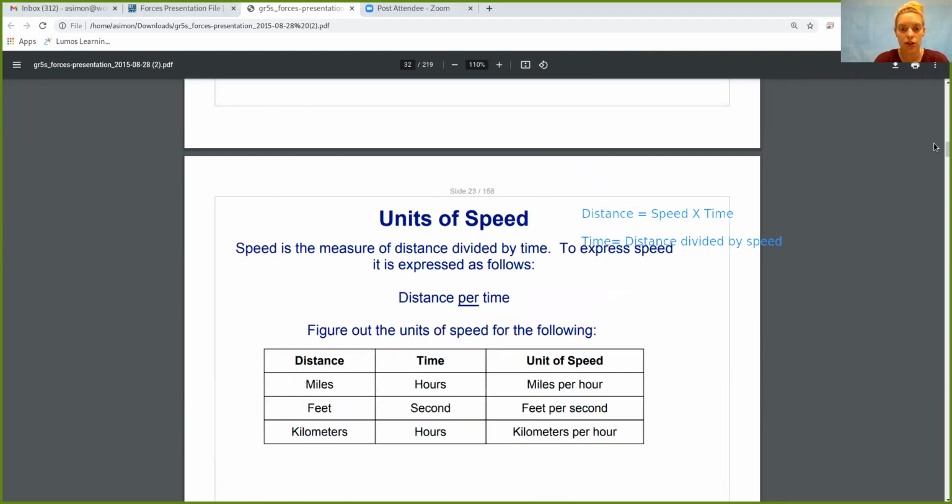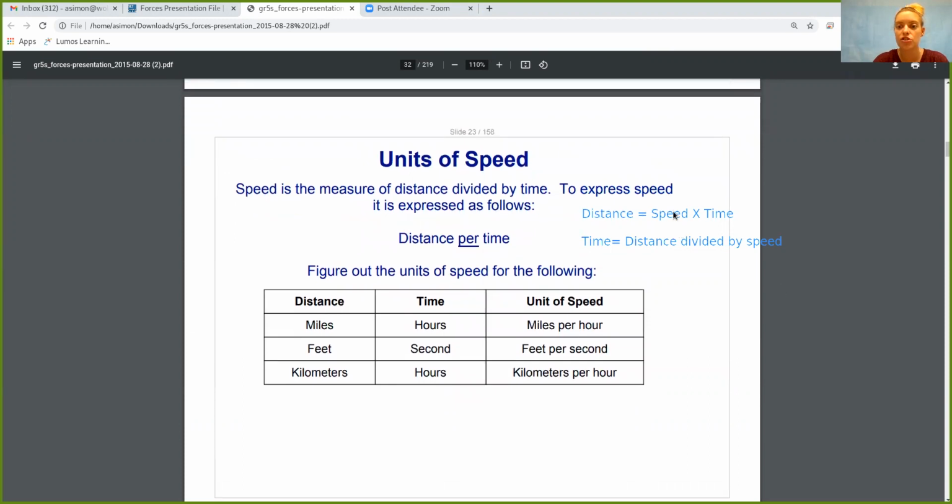All right, the next thing that we want to look at is our units. Because it's not just 2, it was 2 meters per second. And how we got that was we got our distance unit over our time unit. So speed is the measure of distance divided by time. To express speed, it's expressed as follows: distance per time. So whatever unit you're given for the distance, it's that distance unit per the time unit. So go ahead and put this down in our notes. Units of speed. And it's going to be distance per time. It's going to be whatever our unit is.